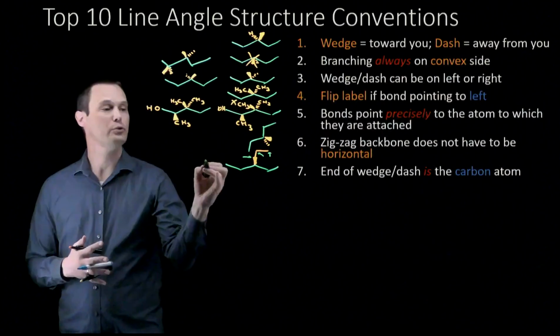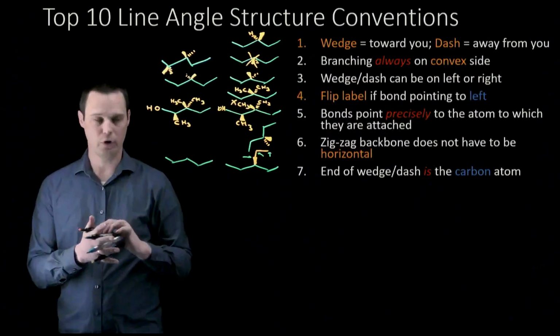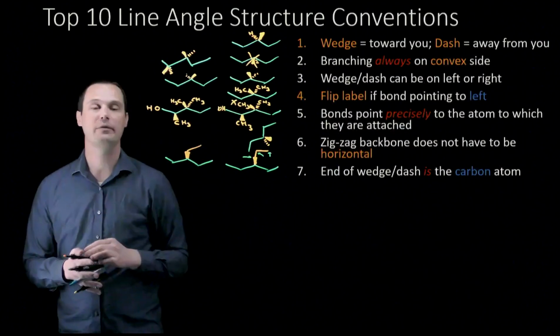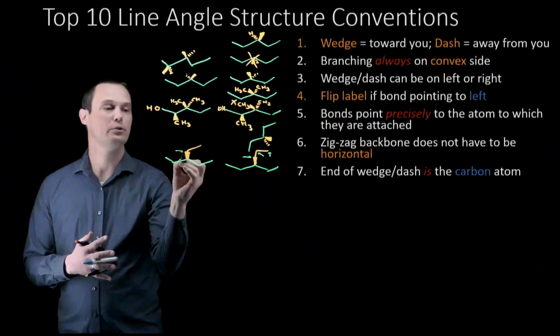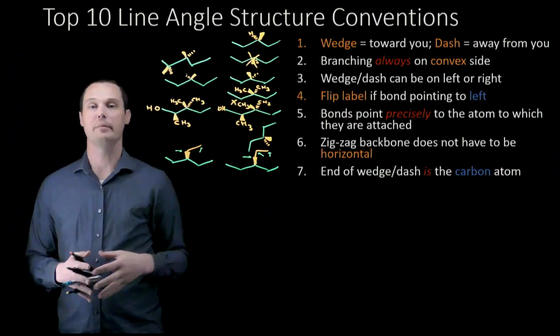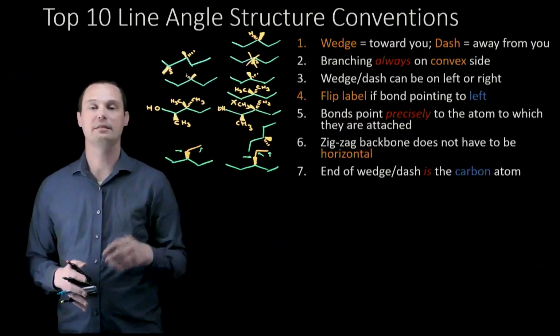So if you want to show a 2-carbon chain, the way that you would do that is you would draw your wedge. The end of the wedge is the carbon atom, and then you would sprout off the second carbon. This shows a 2-carbon chain sprouting off of this molecule. The end of the wedge is the carbon atom. Same thing with the dash. The end of the dash is the carbon atom.